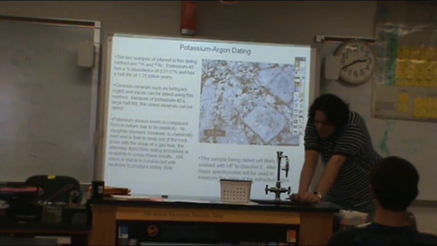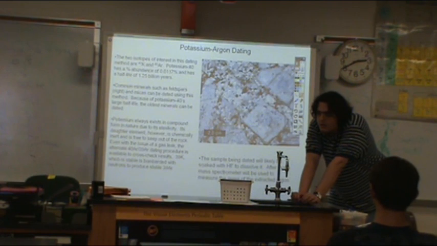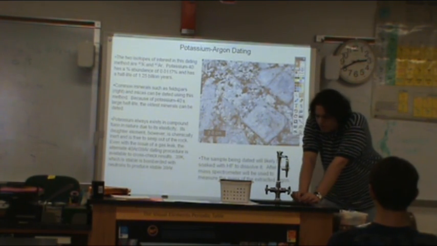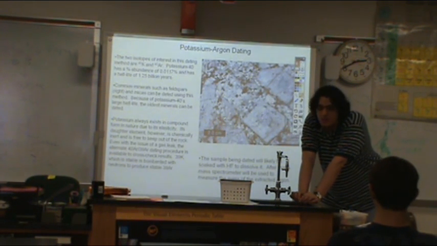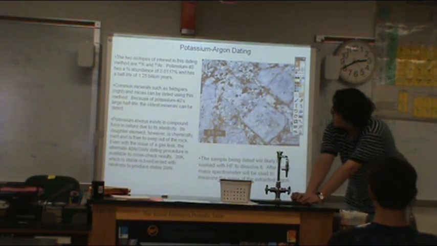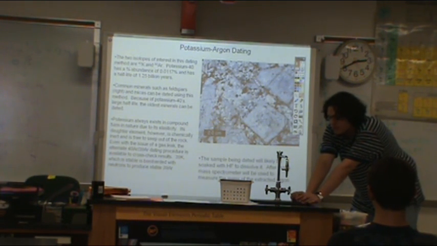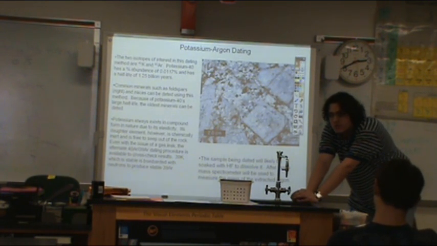So potassium-argon dating is based on the beta decay of potassium into argon. Basically, like uranium, it has a very long half-life with respect to the age of the Earth. So we can use it to date just anything from the Earth's formation.